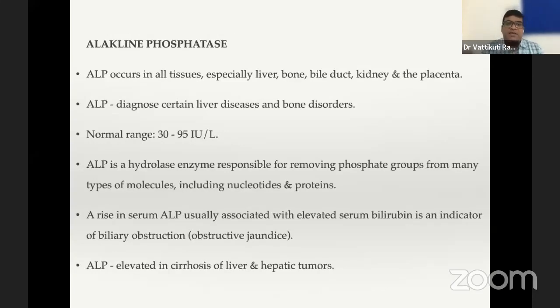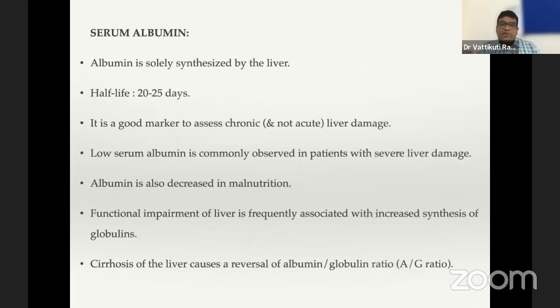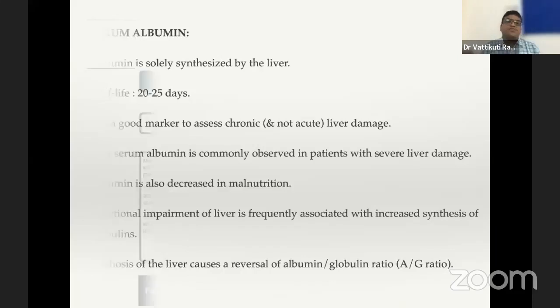when you are looking at biliary obstruction. Then albumin is a predominant protein made in the liver. The half-life is around 20 to 25 days. It is usually an indicator of chronic liver damage rather than acute liver damage. Low serum albumin is also seen in malnutrition. And you invariably see a reversal of the albumin-globulin ratio.